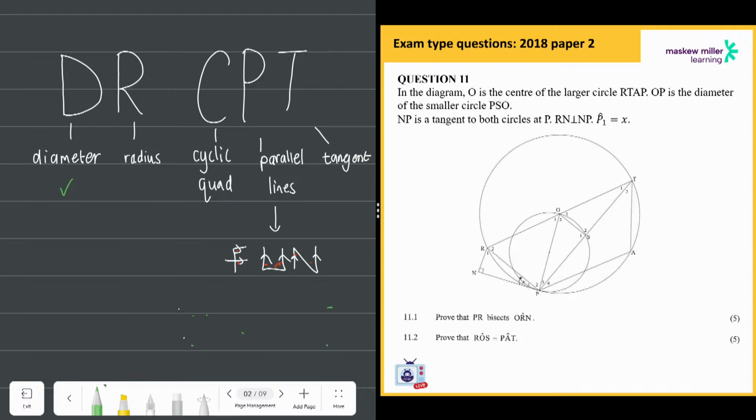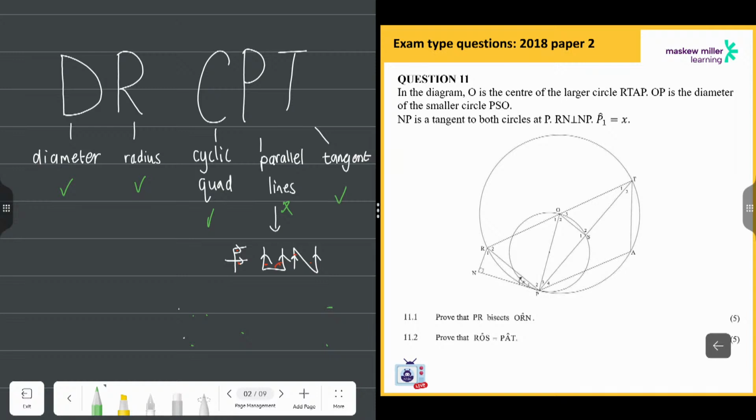We also have perpendicular lines here. RN is perpendicular to NP, and then they give us that P1 is equal to X. So we said we have a diameter, we even have radii because we have a center O, that makes OR, OP, and OT radii. We have a cyclic quad as well. If I look at it, we have RPAT is a cyclic quad of the larger circle. We do not have parallel lines in this question, so we will not be able to use fun angles, but we do in fact have a tangent. It almost ticks all of them, a tangent NP to both the smaller circle and the bigger circle.